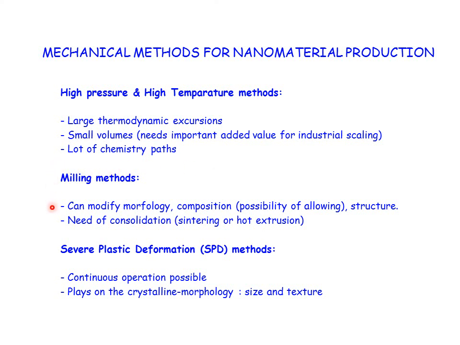The milling methods can modify the morphology and the composition, and allow, for instance, new structures. They need consolidation through sintering or hot extrusion, and can be applied at the industrial scale. This is the case also for severe plastic deformation, which also allows for continuous operation and can play on the crystalline morphology, size and texture of the crystallites. And that's all.